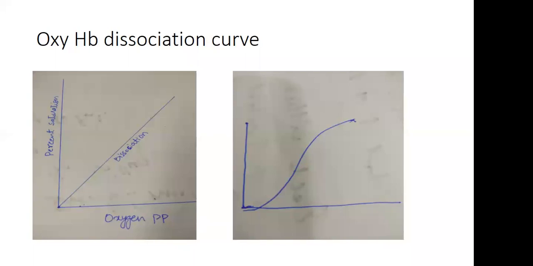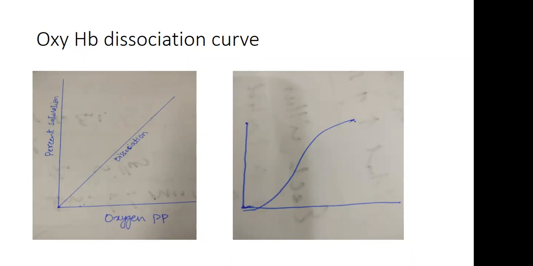So if you decrease the partial pressure, the baseline, from the right side going towards the zero, the left side, then the curve should be linear. As the pressure decreases, the dissociation means the release of oxygen. Dissociation means dissociation between the hemoglobin and oxygen. The more the dissociation, the more oxygen will be released.